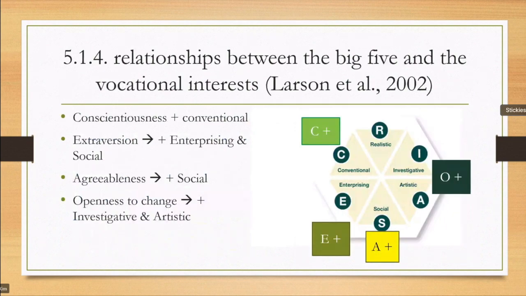And then you can actually attribute this hexagonal model with your Big Five. So depending on how your personality is, this will correspond obviously also to your vocational interests, and basically conscientiousness is conventional. So positive conscientiousness is more the conventional type. Extroversion has a positive effect in enterprising and social, etc., etc.